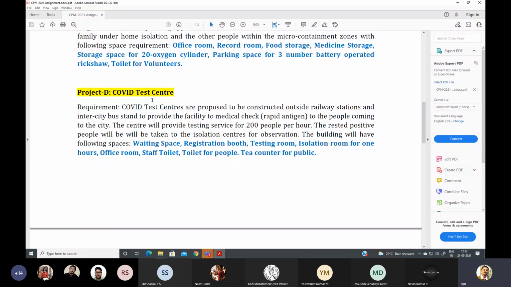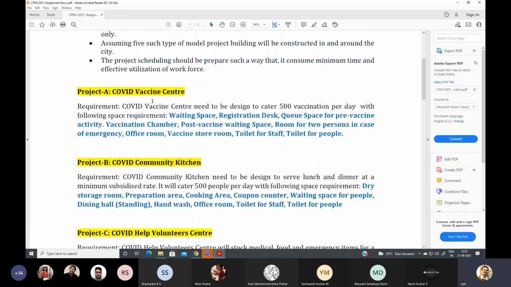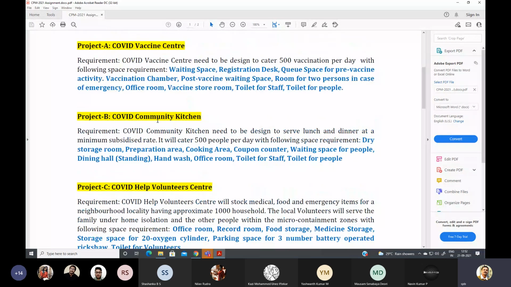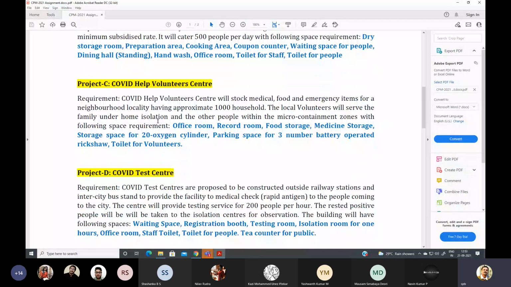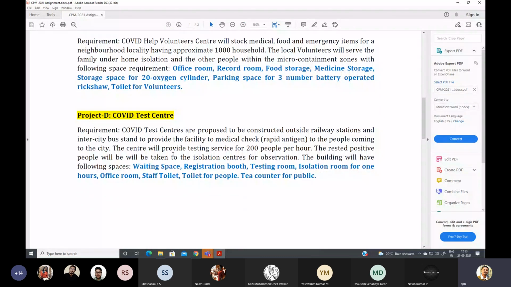So the COVID test center. The fourth one is the test center. So first one is the vaccination center. Second one is the community kitchen, volunteers center, and the test. Here there will be no vaccination, only test.